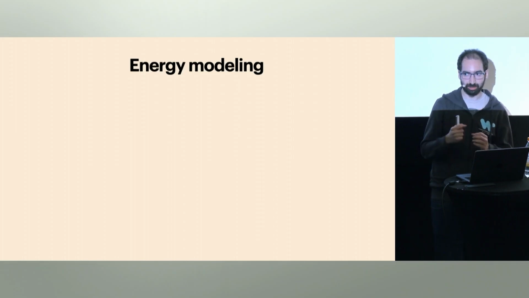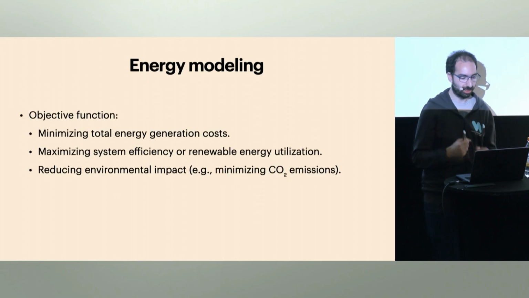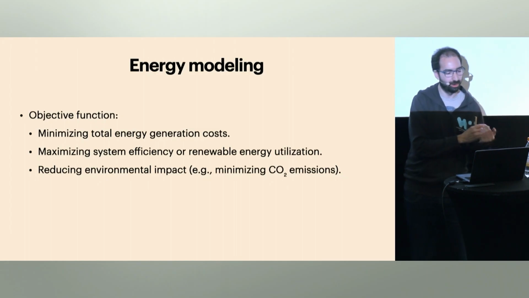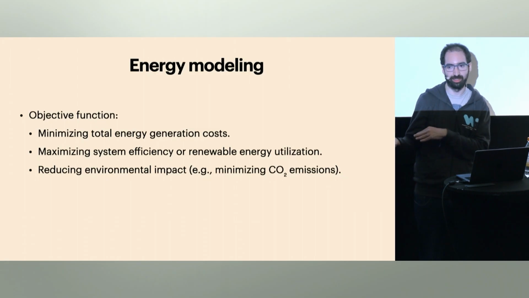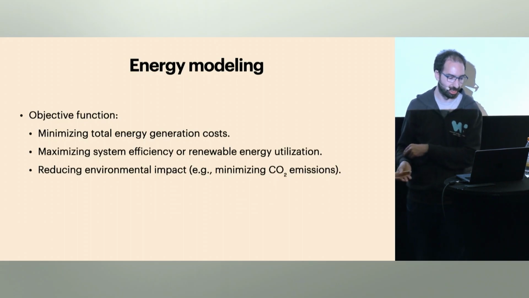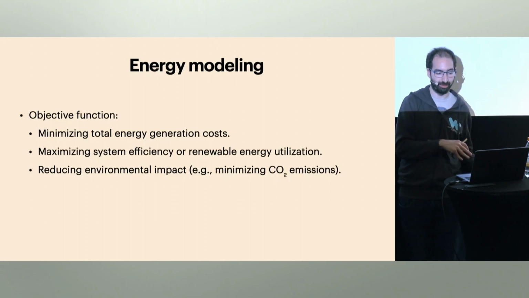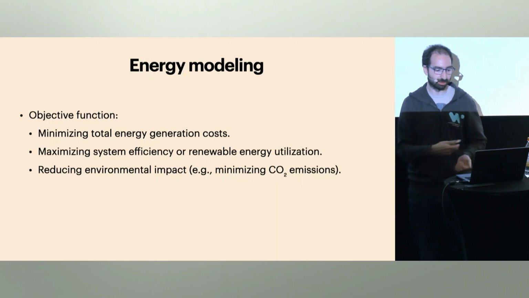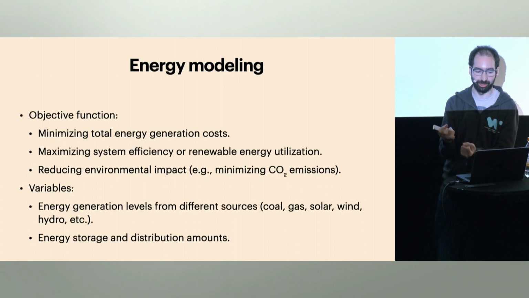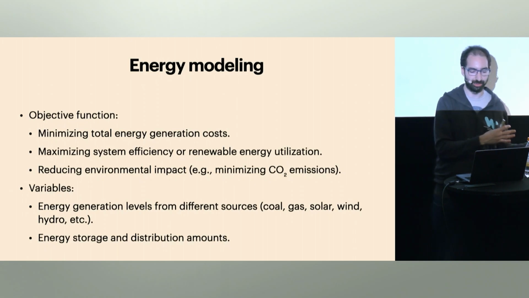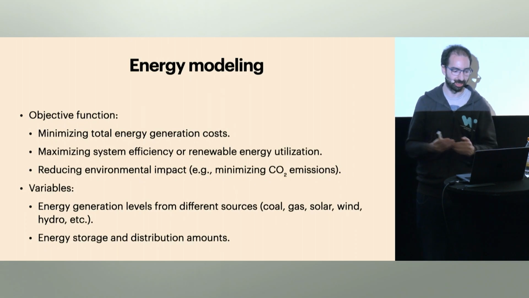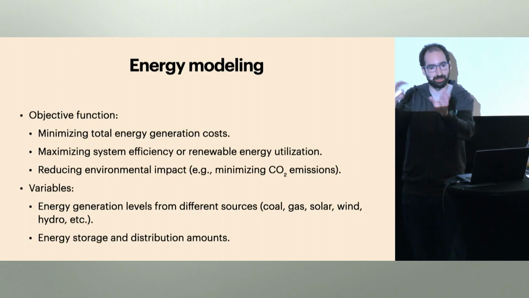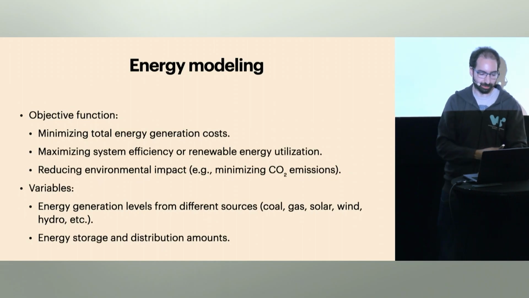And this problem looks a lot like what we have. You have an objective function. For example, you want to minimize the total energy generation costs, or you want to maximize the system efficiency of renewable energy utilization. You want to minimize environmental impact, for example, by minimizing CO2 emissions. So you pick your target function, and then you have variables to play with. For example, energy generation levels from different sources, like what we call the energy mix. How much coal, solar, gas, wind you're going to use at a country scale or at continent scale.